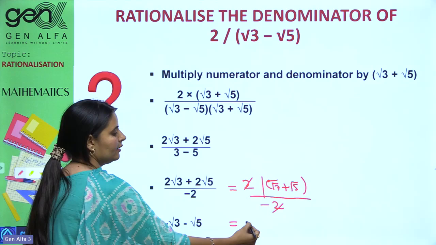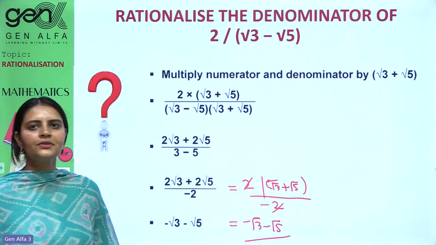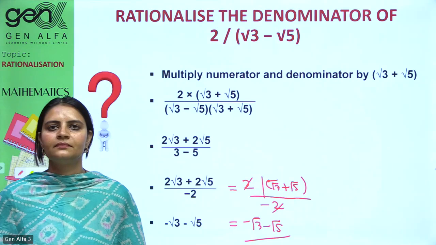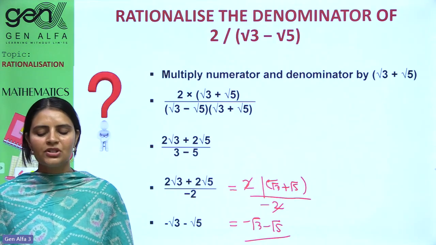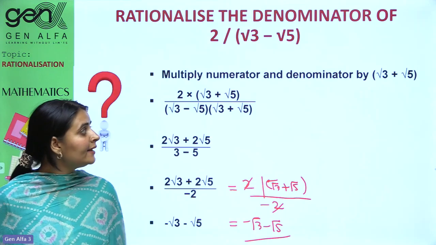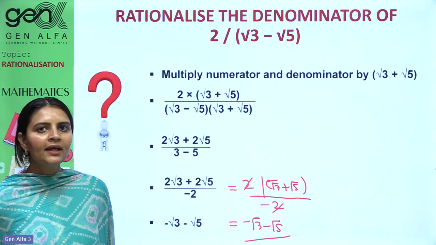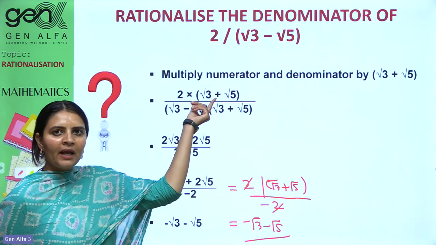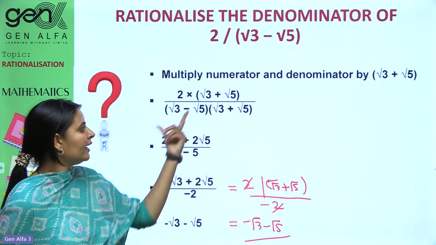Now bring this negative upwards. That is your answer. Just note it down. First thing is again taking the conjugate, getting it multiplied and divided. Then in the numerator, we are applying the distributive property. 2 would be multiplied by 3, 2 would be multiplied by 5, yes.